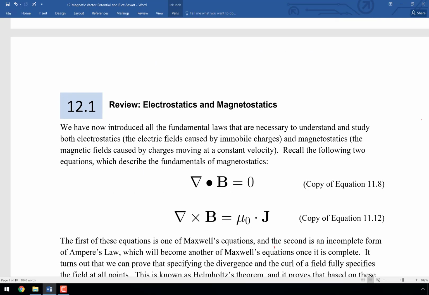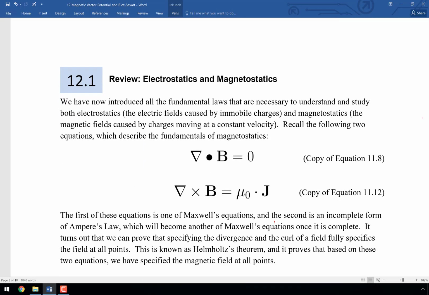So let's just quickly review electrostatics and magnetostatics. We've actually gained a lot of ground here, and believe it or not, in just a minute, we will have seen everything that we need to solve all the problems that we will face in electrostatics and magnetostatics.